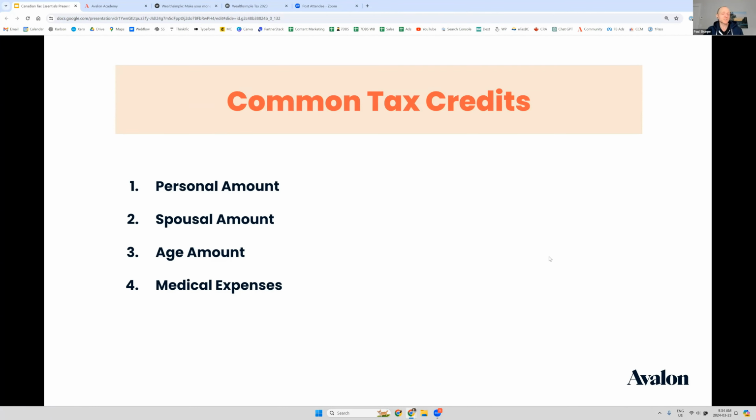Medical expenses are actually a tax credit. So if you have a lot of out-of-pocket medical expenses that aren't covered by a medical plan, you can add those up and claim them as a tax credit.